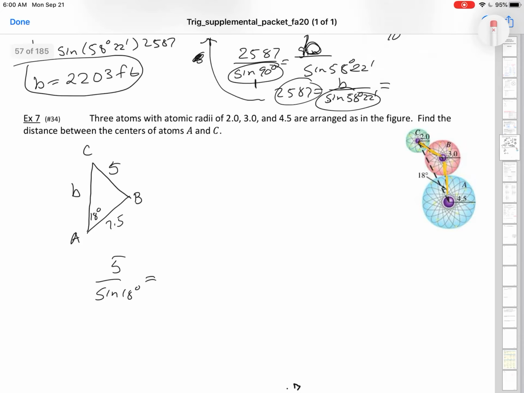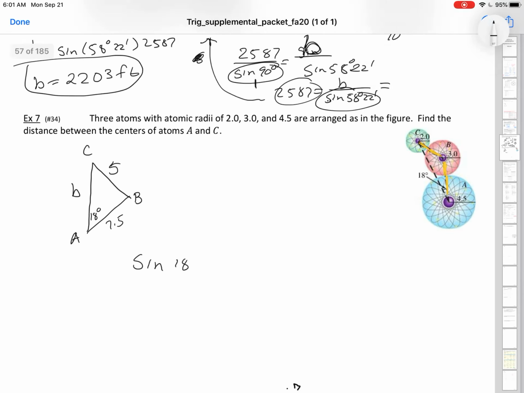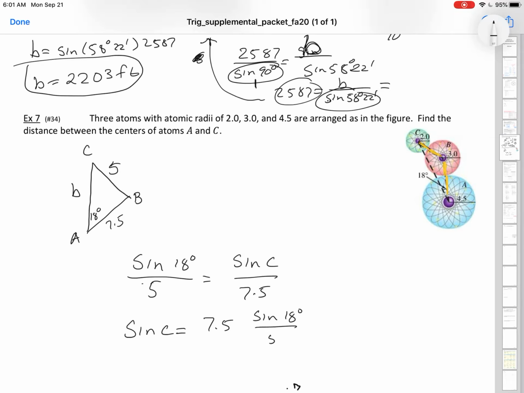This is the first time that we didn't have 2 angles given to us, and we got to see what that's like. Well, if we don't have 2 angles given to us, then I got to start to solve for the triangle, these other angles. And so what we're going to say is that sine of 18 degrees over the 5 is equal to the sine of C. Now, why pick C over B? Because I know C's opposite side. And that's going to allow me to get what C is. So I now know sine C is equal to 7.5 times sine of 18 degrees all over 5.